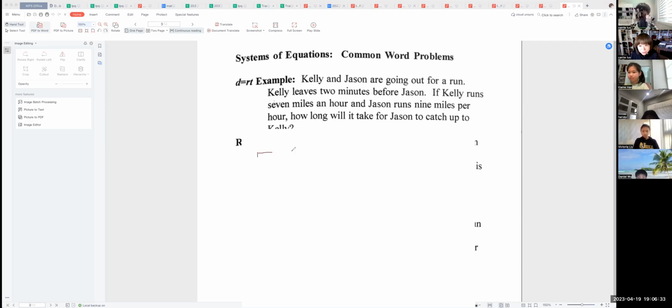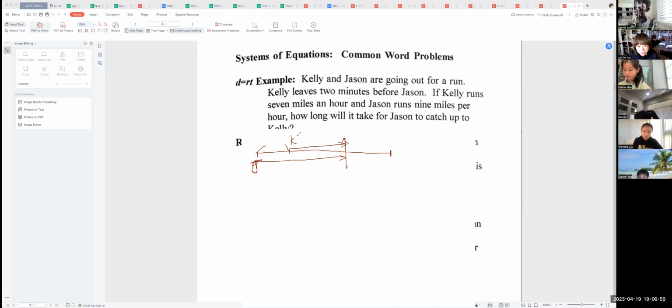Callie leaves 2 minutes before Jason. Okay, so when Jason starts, Callie is already ahead, right? So I want to make sure that Callie keeps going and Jason keeps going until they catch each other. So let me ask you. So Jason is basically catching Callie by what?